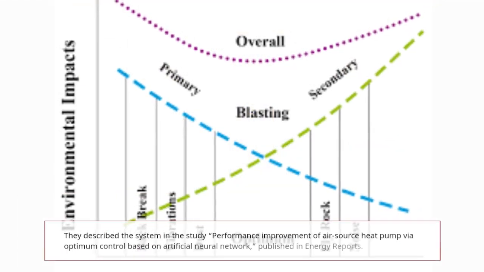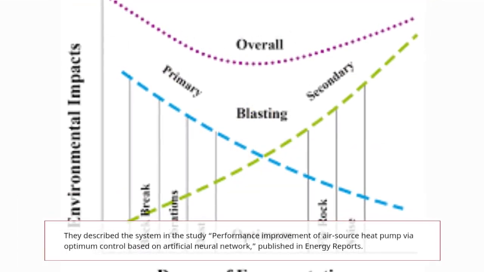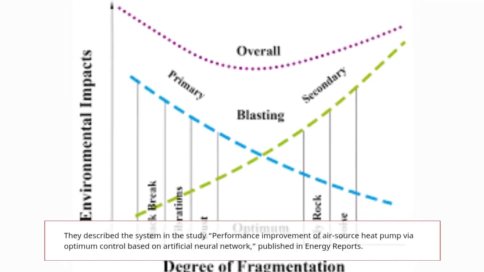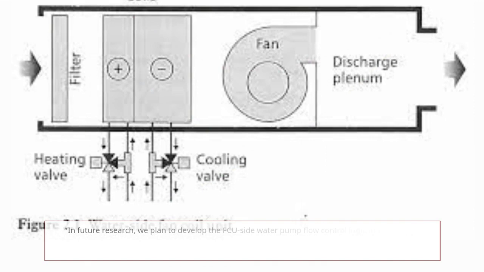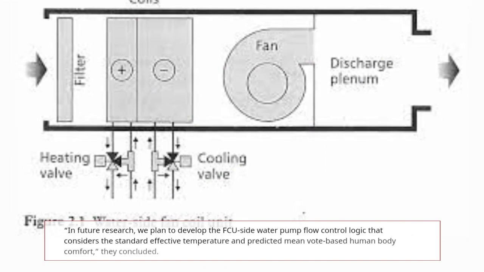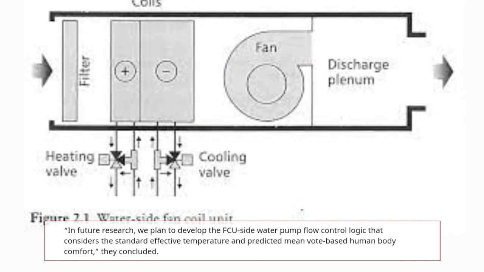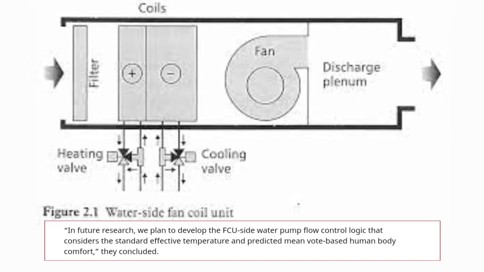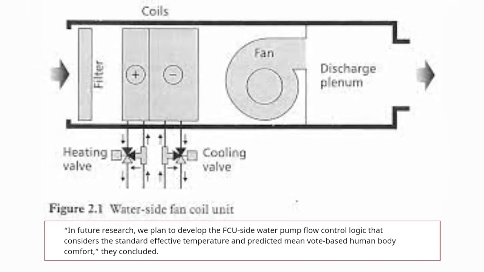They described the system in the study "Performance improvement of air source heat pump via optimum control based on artificial neural network," published in Energy Reports. In future research, we plan to develop the FCU side water pump flow control logic that considers the standard effective temperature and predicted mean vote-based human body comfort, they concluded.